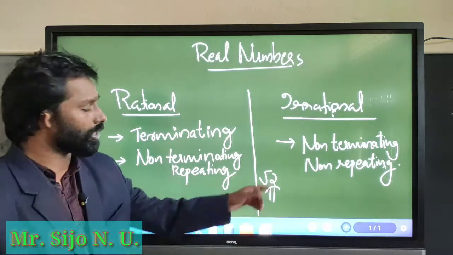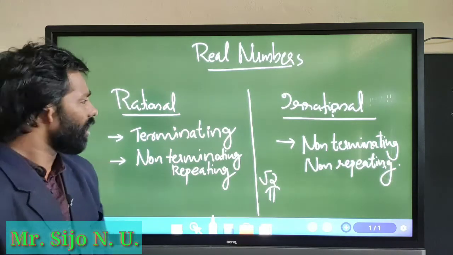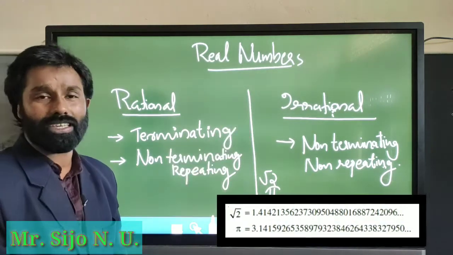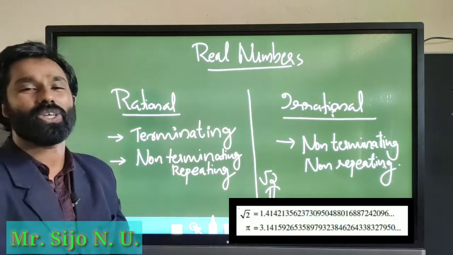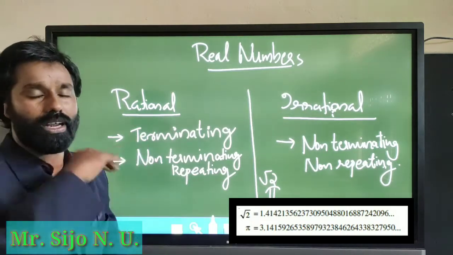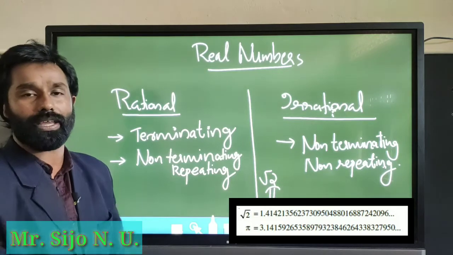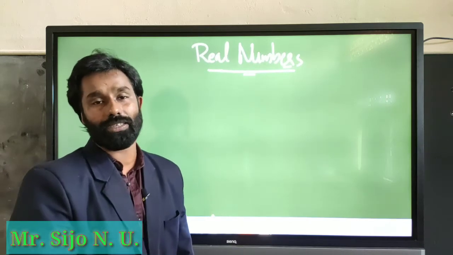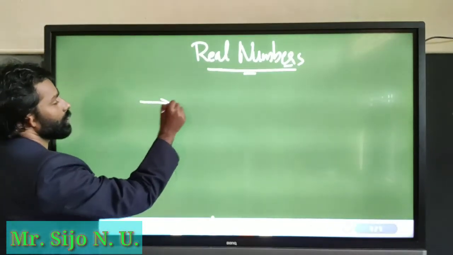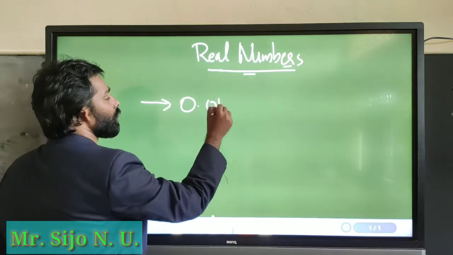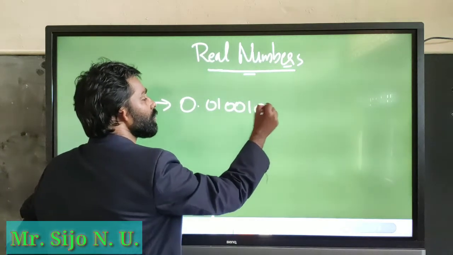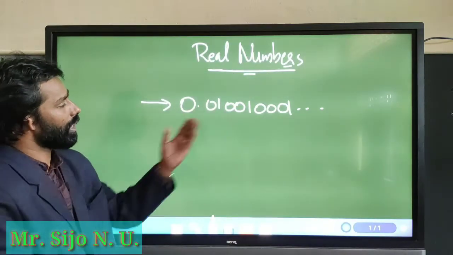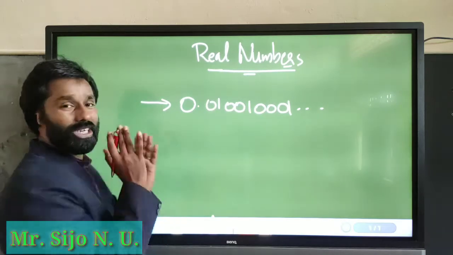However, notice the decimal expansion of these two numbers. When we are considering the irrational numbers, their decimal expansion is non-terminating and non-repeating. The digit or block of digits is not repeating. Let us consider some examples of irrational numbers. The first one, 0.010010001 etc. What is the speciality of this number? It is non-terminating and also non-repeating.